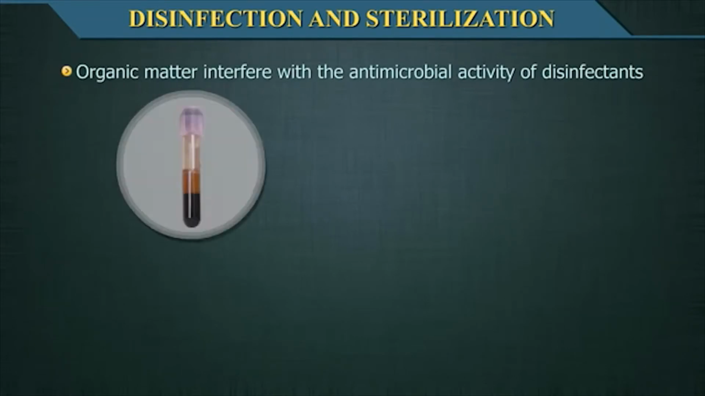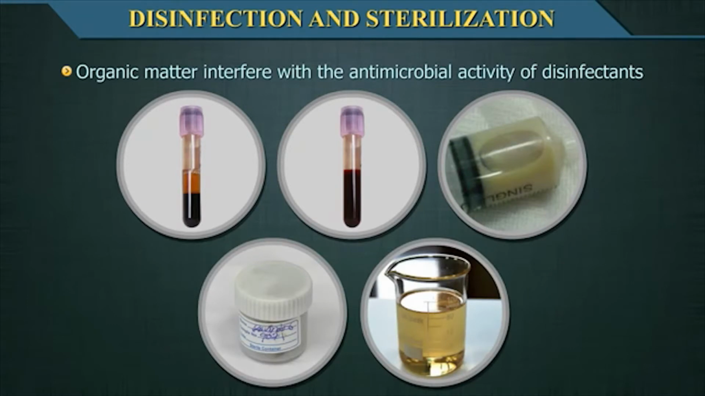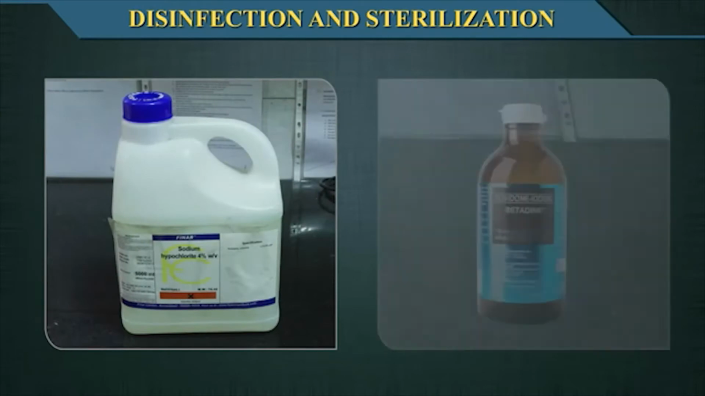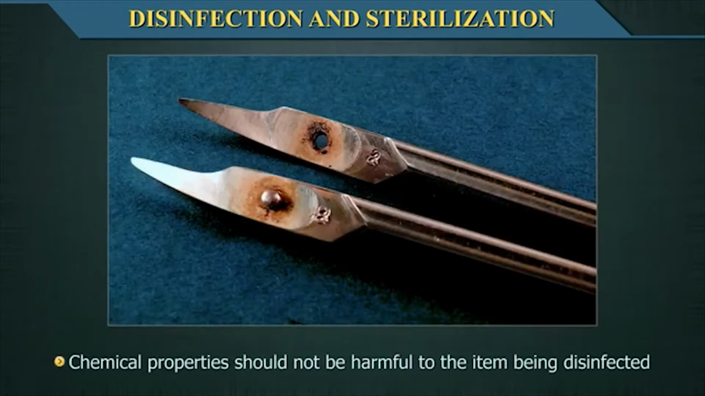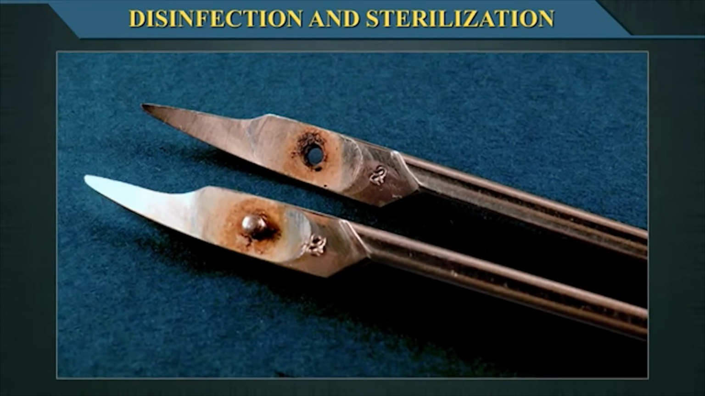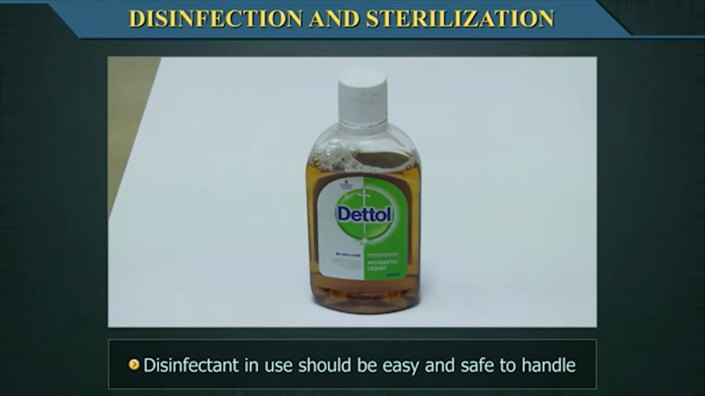Organic matter in the form of serum, blood, pus, or fecal or lubricant material can interfere with the antimicrobial activity of disinfectants and also act as a physical barrier. Chlorine and iodine disinfectants, in particular, are prone to such interaction. Chemical properties should not be harmful to the item being disinfected, for example, corrosion of metals or hardening of plastics as seen in the case of chlorine compounds. Remove the corrosive disinfectant soon after application with a neutral compound, for example, alcohol or soap and water. Disinfectant in use should be easy and safe to handle.